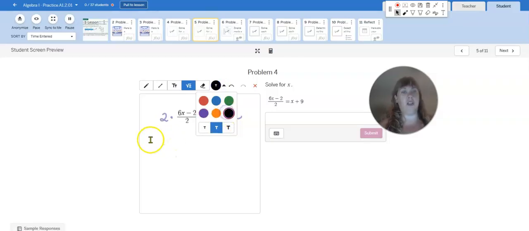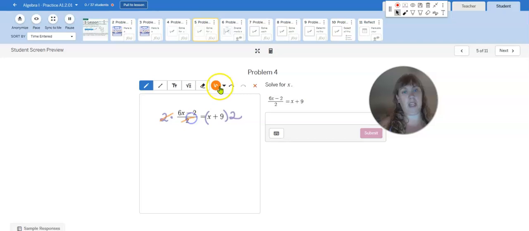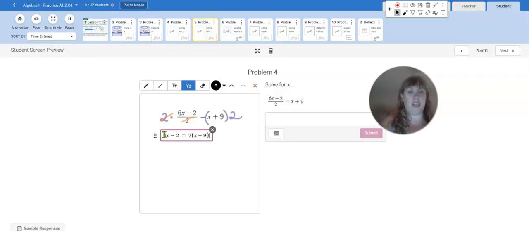So on the left, this 2 divided by 2 cancels out, which is just what we wanted. So then we just have 6x minus 2 equals 2 times x plus 9. Now notice we multiplied that whole side, x plus 9, by 2. So we can distribute the 2.